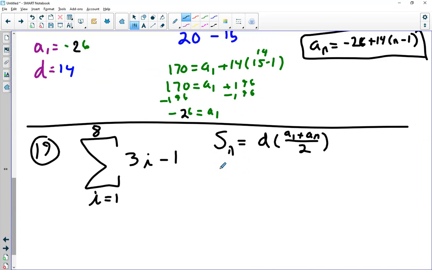Okay, so let's just figure out what A1 is. A1, I would just plug in 1 here. 3 times 1 minus 1 is 2. And then A8 is going to be, plug that in.